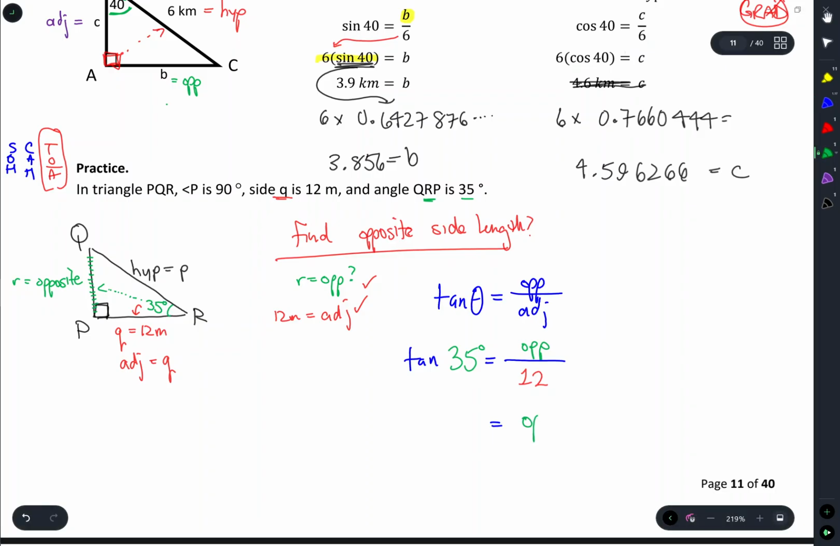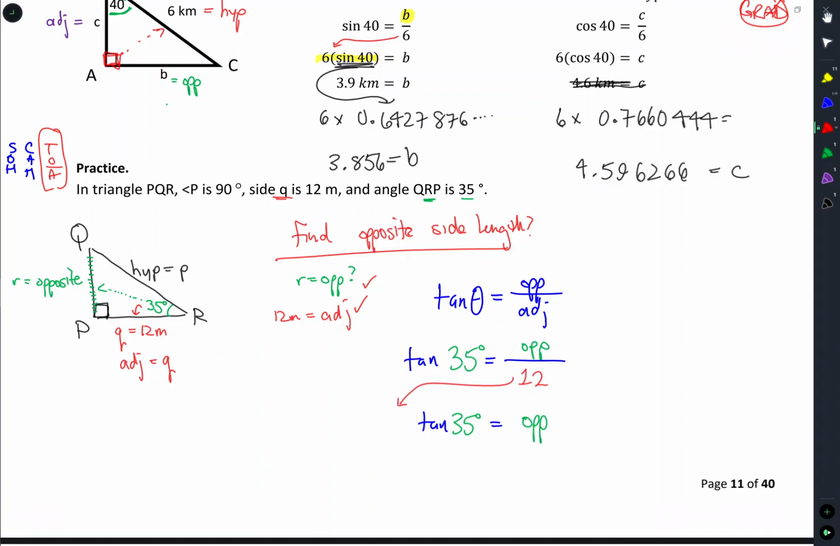We want to isolate the opposite. We want to isolate the piece that we're looking for. So to do that, we're going to really just keep the tan 35 by itself. And tan 35, if you throw that in your calculator, it's just a number. But we don't want opposite divided by 12. We want the opposite by itself, so we have to multiply 12 on both sides. And we end up with 12 times tan of 35 degrees is the opposite.